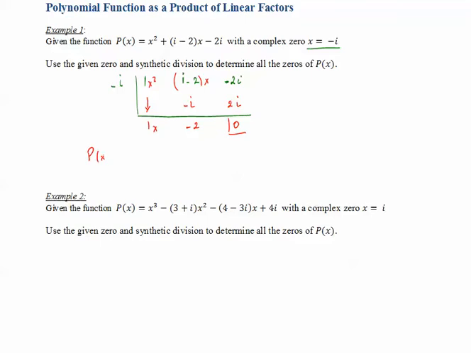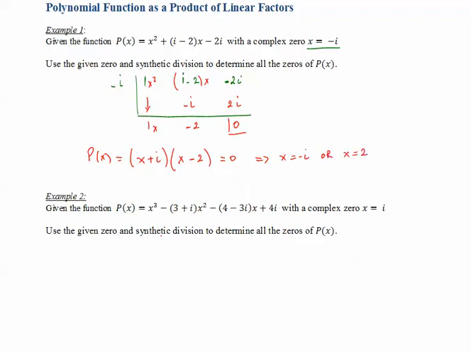So p of x can be written as x plus i, because negative i is a zero, so the factor is x plus i, and then 1x, or just x, minus 2. Factoring it this way, we could find all the zeros for this polynomial: set the polynomial equals 0. That will give us either x equal negative i, which we already know is a zero, or x equal 2.